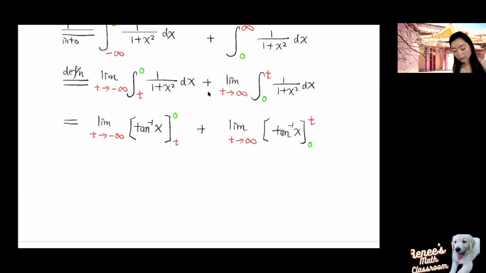If you want, you can use a different variable. Instead of t, you can say w. Let's just leave it as t. That's okay, just leave a t, though they are different t's.